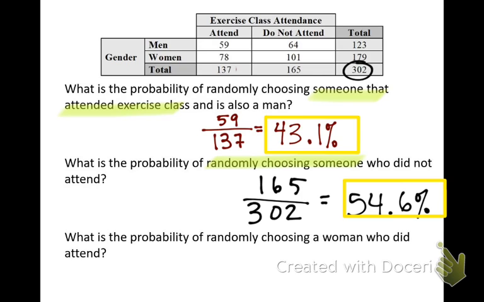What is the probability of randomly choosing a woman who did attend? So my total is, nope, women. Because 302 includes men. So we need 179, because that's how many women there are. So of those 179 women, how many of them, sorry, that 9 does not look like a 9, how many of them did attend? 78 of them. What is 78 divided by 179? 43.6%.